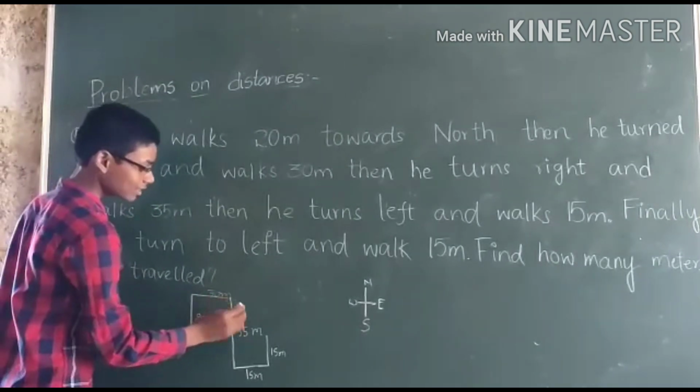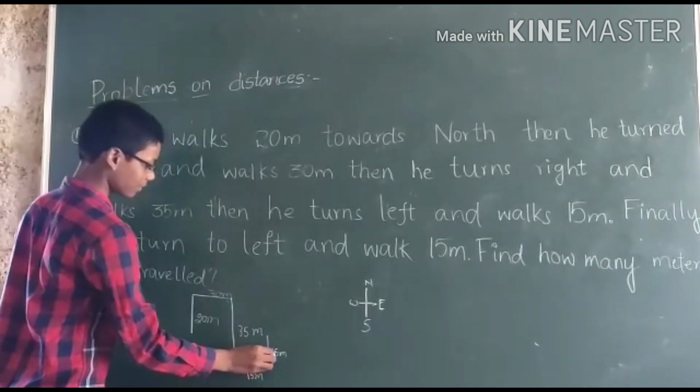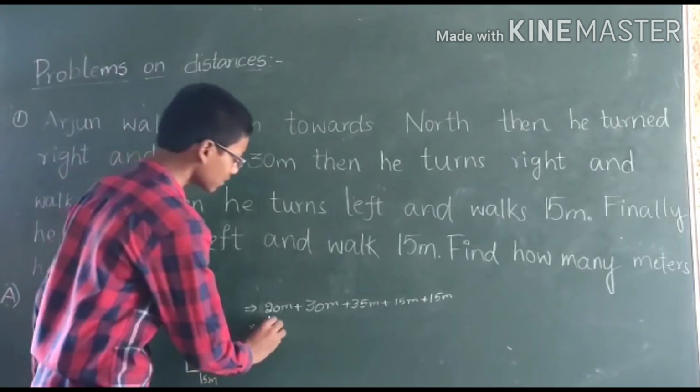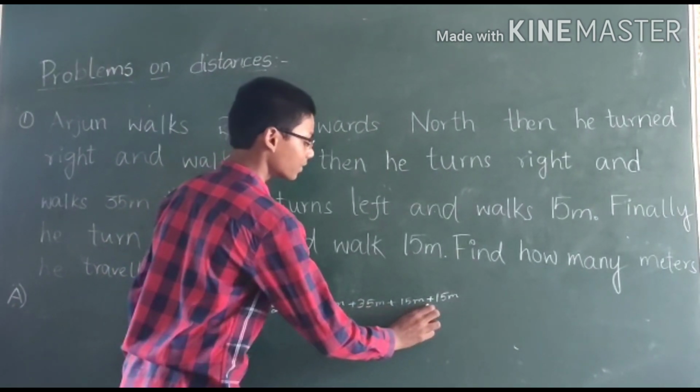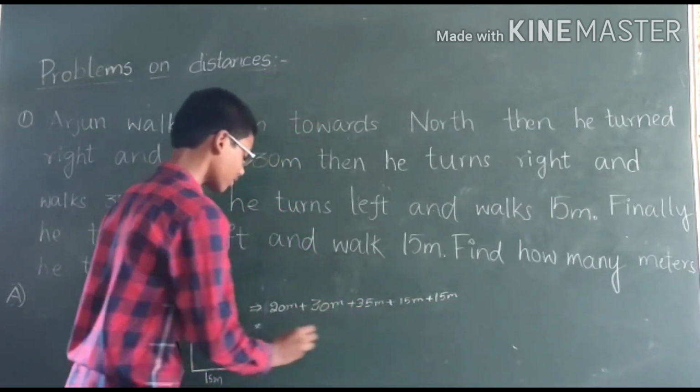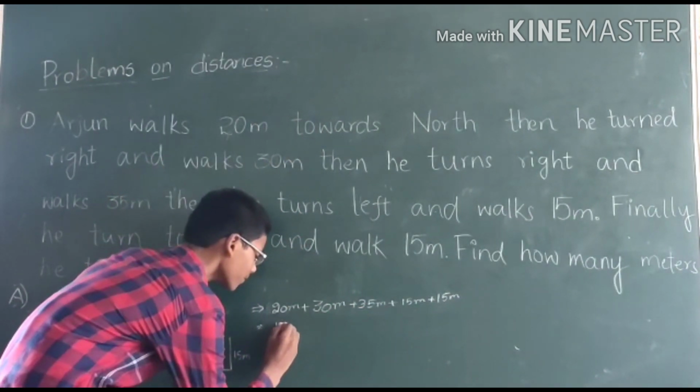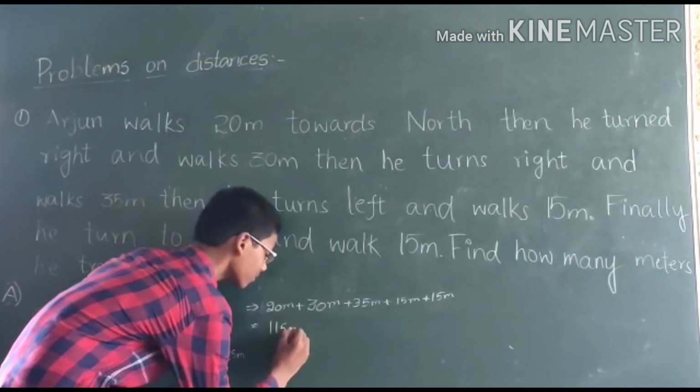20 plus 30 plus 35 plus 15 plus 15. Finally, total distance is 20 meters plus 30 meters plus 35 meters plus 15 meters plus 15 meters. So finally answer is 115 meters.